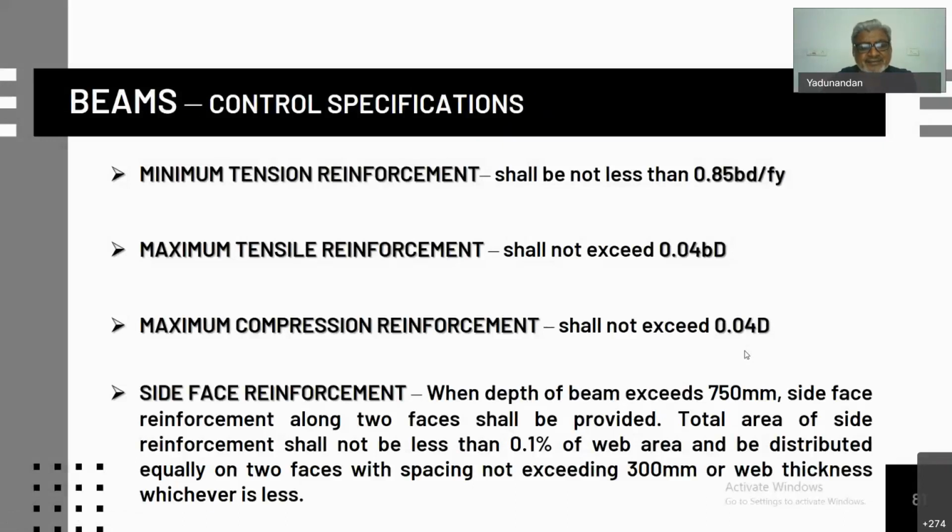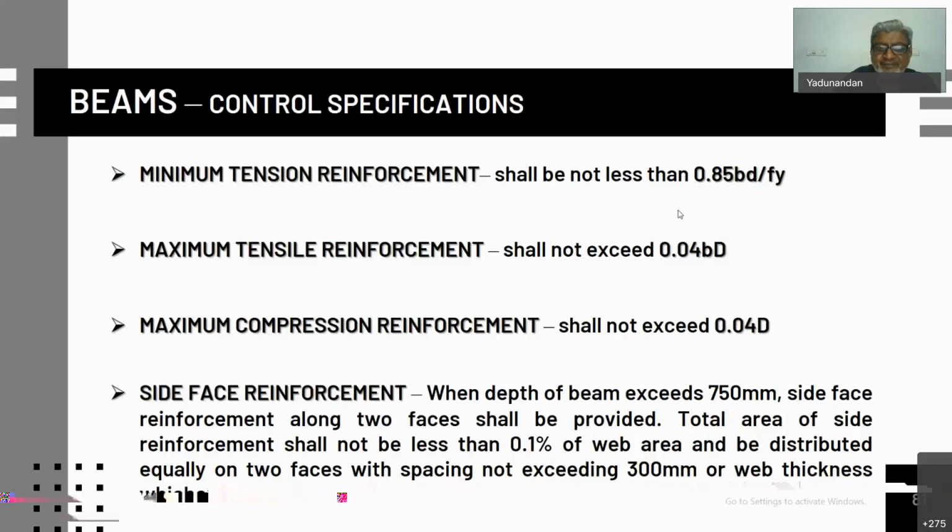Apart from this, as we have told, the minimum cracking moment has to be provided so that the concrete doesn't crack at low loads and create sudden failures before the utilization of the capacity of the section is completely done. So it should not be less than 0.85 bd by fy as the minimum tension reinforcement. Maximum tension reinforcement will be according to the placement consideration, so that 4% is taken as the limit, otherwise it will be cramming up the reinforcement there.